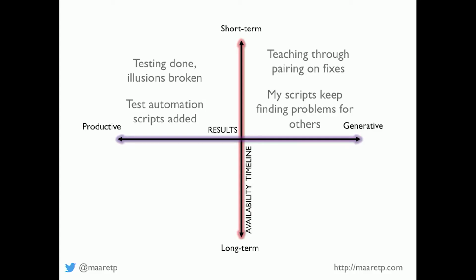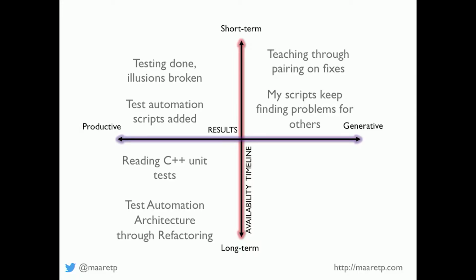But now, on the generative side, what I was doing in the short term, or I'm still doing in the short term, is that I still teach people through pairing on how to fix things and not create Jira tickets or long queues or things like that. But also, while I'm doing all kinds of other things, the tests that I have created, that I have automated, are inviting me to go back because they're finding problems. So while I'm doing other things, I'm still doing testing, and that's on the generative side.